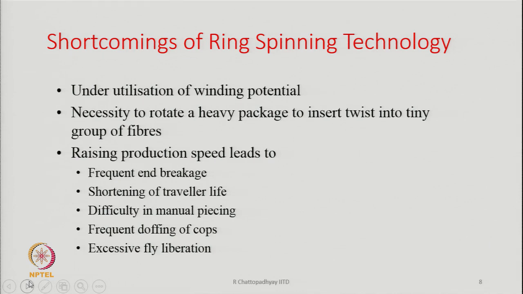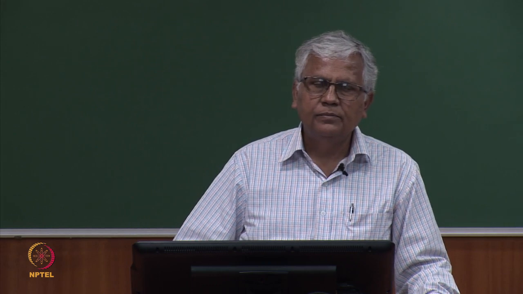And the last one is excessive fly liberation. This is also a serious problem. That is, fly means very short fibers which will be coming out from the front roller nip, will really increase in quantity, and the fly will contaminate the atmosphere. And the second thing, the fly will get picked up by a rotating yarn balloon, and it may cause naps.